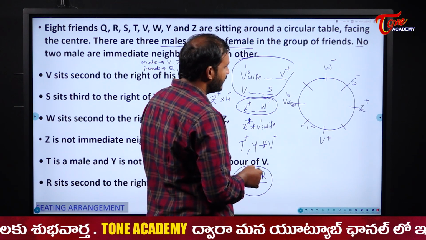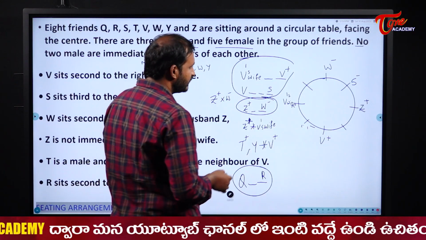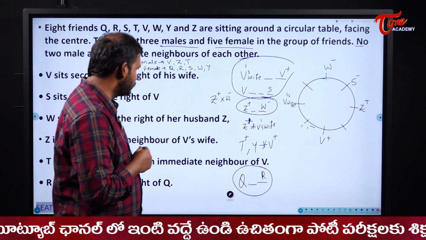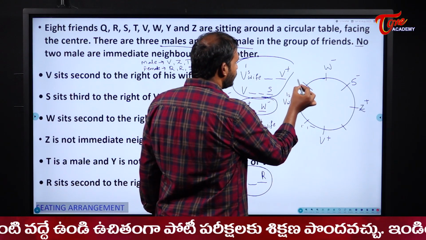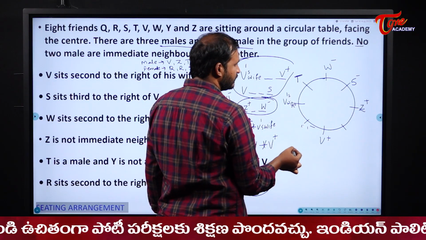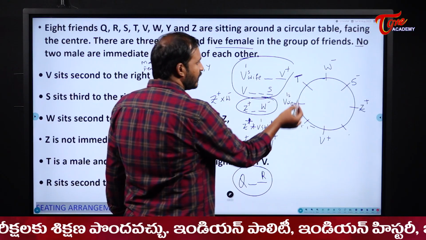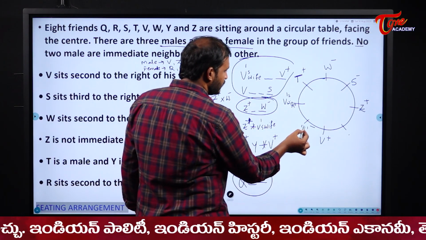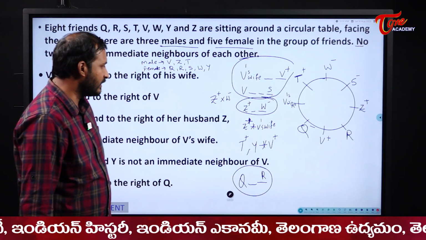Next, Q and R. Where can I place Q and R, students? The other male person is who? T, right? So obviously, I can put T here. This is the only chance for me. Why? Because I cannot place T between two male persons. Here also I cannot put T. So definitely T will go here. So Q will go here and R will come here.